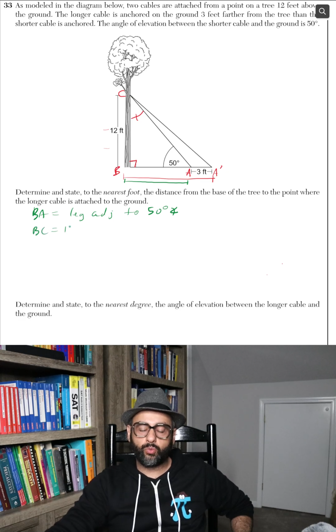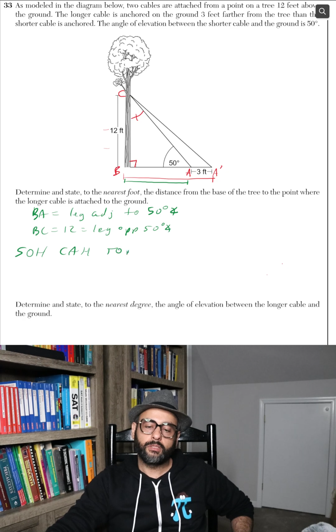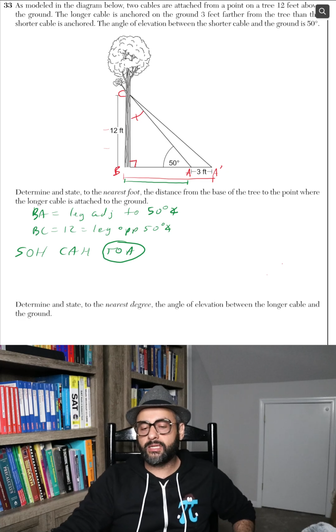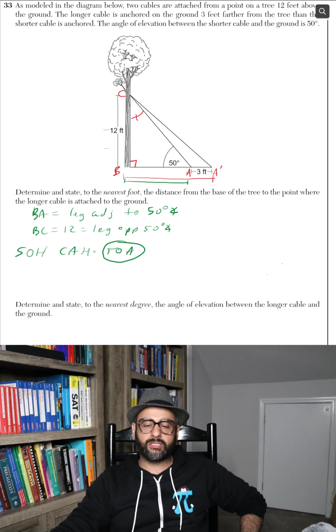BC, which is equal to 12, is the leg opposite the 50-degree angle. And I also have SOHCAHTOA, and we've got to use all 3 of these. The only one that has the leg opposite and the leg adjacent is the tangent.